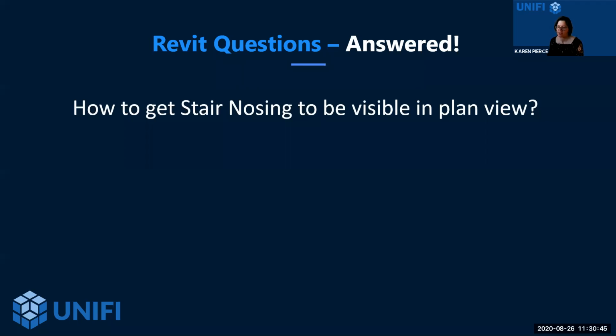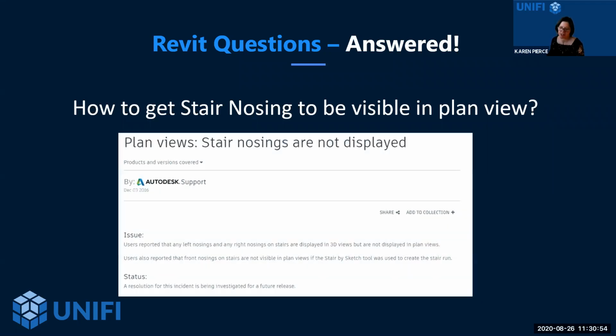And while these workarounds should work, the next question came around as how do you get the stair nosing to be visible in plan view? And unfortunately, there are some things with Revit that we still don't quite have yet. So stair nosings are not displayed. Right here in Autodesk Support, we do have the issue defined. And we're still being investigated from 2016, to be investigated for a future release. So I would like to see this coming, especially since we did finally get PDFs being able to be linked, but certainly be on the lookout.